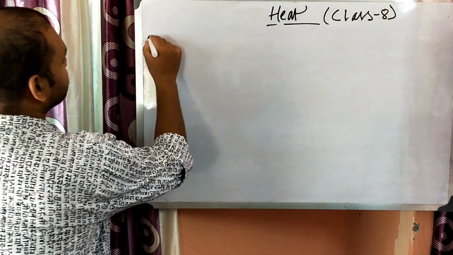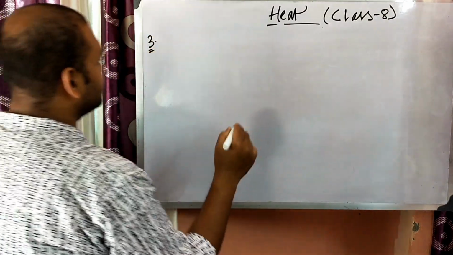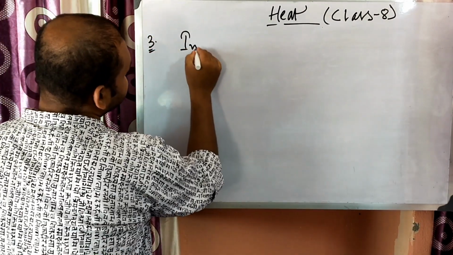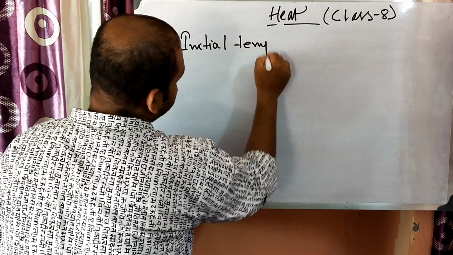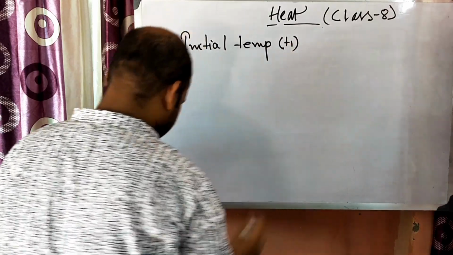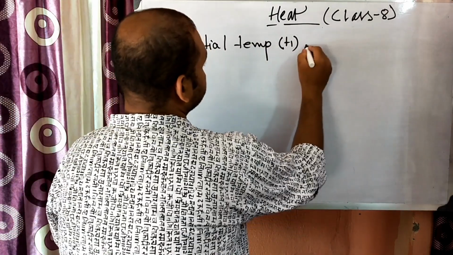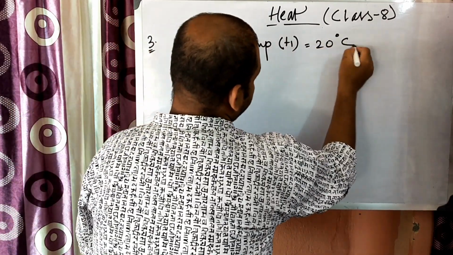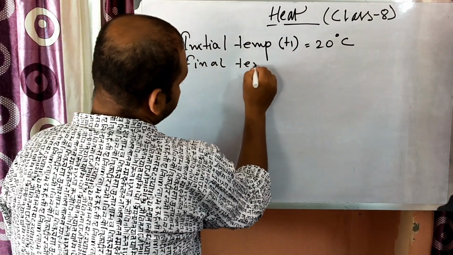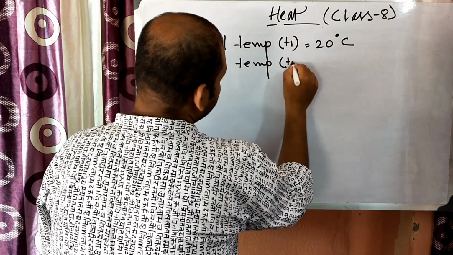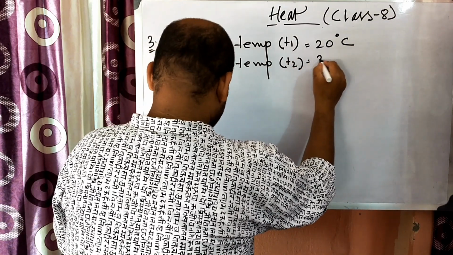So what are the things given? At first, initial temperature T1 is 20 degrees. Final temperature T2 is 30 degrees.